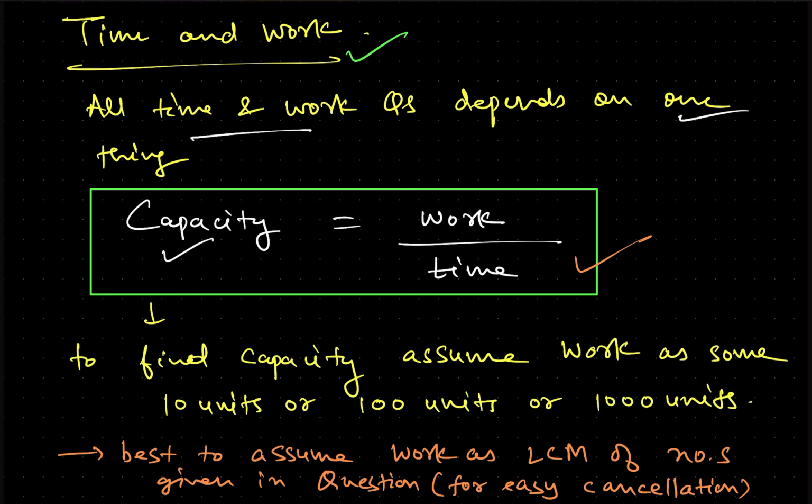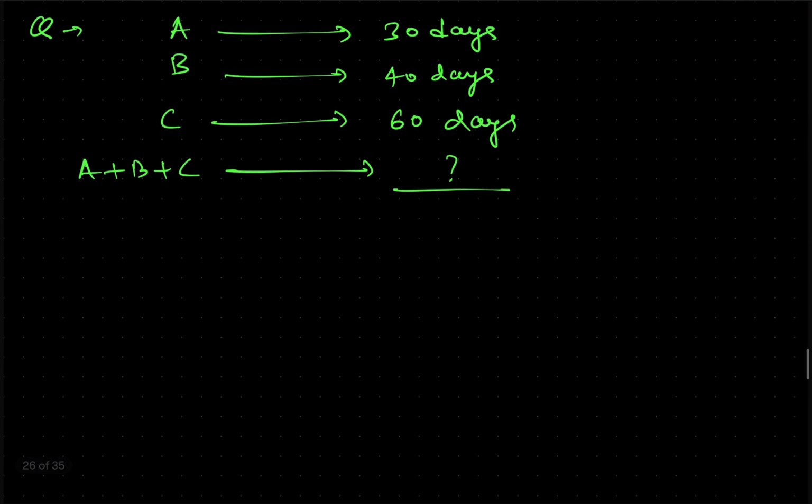To find capacity, we assume the work as some unit, like 10 units, 100 units, or 1000 units, similar to what we did in the percentage chapter, where we assume the percentage to be 100%, or the money to be 100 rupees. Why are we assuming this work? Because it eases our overall solving process, and we don't have to deal with too many fractions. In most cases we take the LCM of the numbers given in the question, so that the numbers can easily be cancelled.